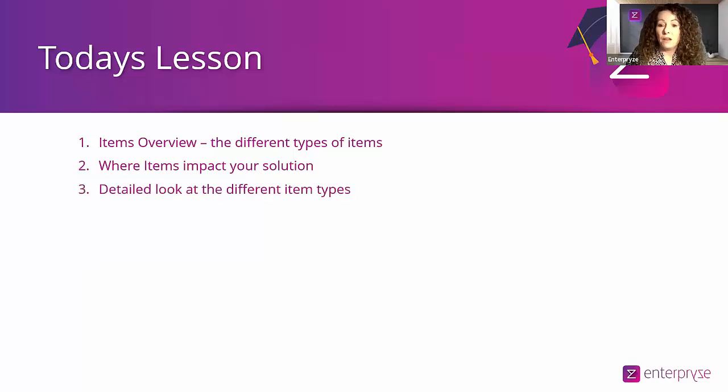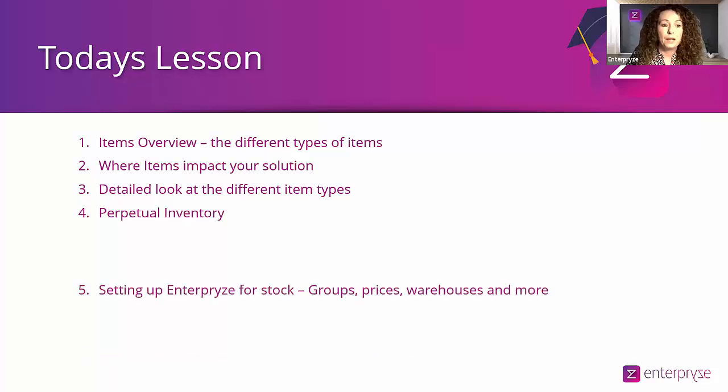A detailed look at all the different types of items and what they're used for, and the value and benefit of having those different types of items defined in the system. Perpetual inventory. I'll explain all of that once we come to it, because perpetual inventory is really how we value the stock that's going through the system.